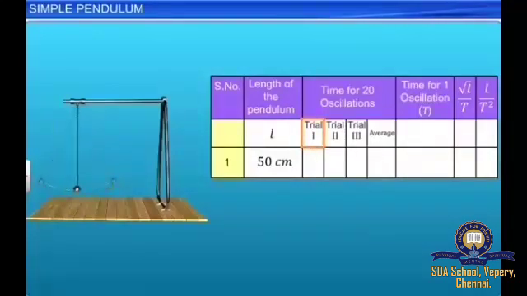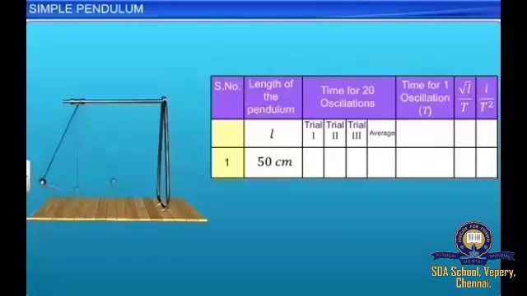Repeat the procedure with the same length and amplitude. Note the time taken for 20 oscillations and tabulate the readings under the head trial 2, trial 3 and so on. Calculate the average time taken for 20 oscillations and then write the average for 1 oscillation. Tabulate the readings. Now find the value of L by T square for the given length of the pendulum.